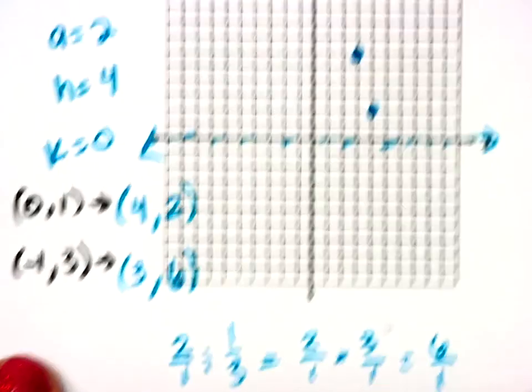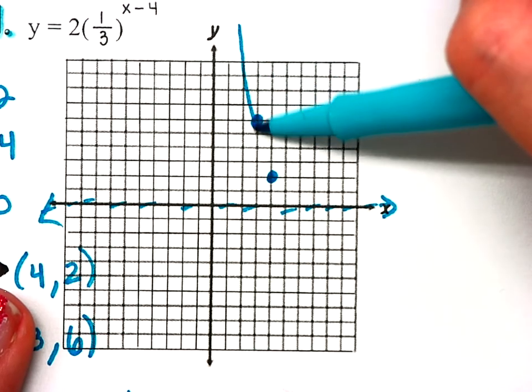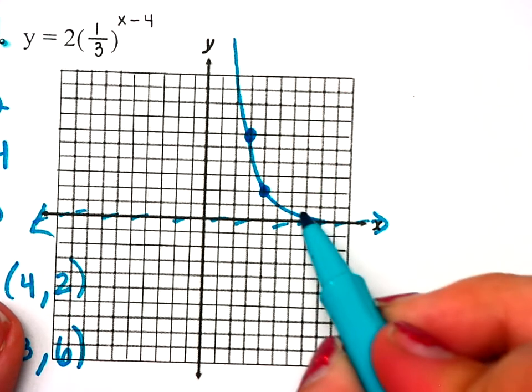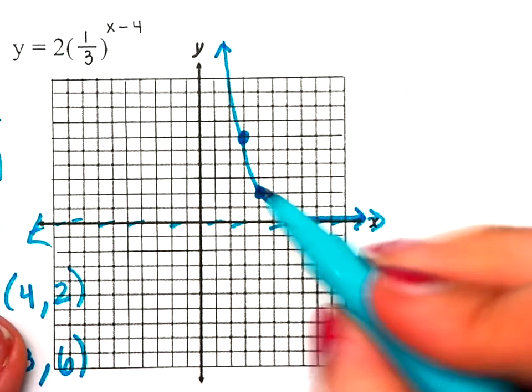So this is a positive exponential decay function, so we're going to start really, really high, and then as we move to the right, we're going to approach this asymptote, but never touch it. So it's going to run right alongside it.